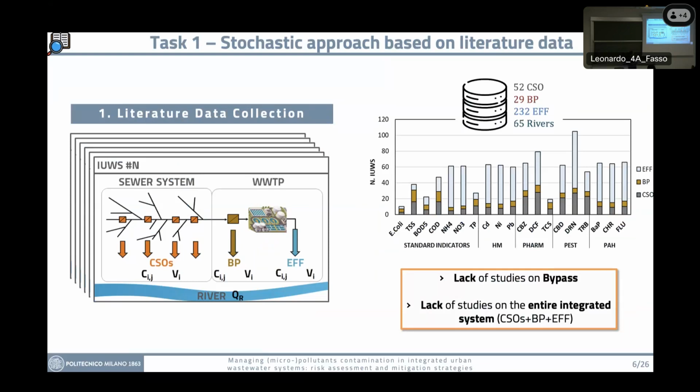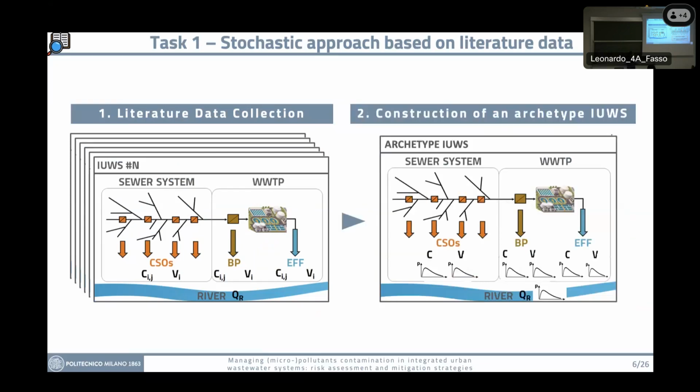So for this reason, we realized an archetype system that was defined with probabilistic distributions for all the parameters that we included in our study for the risk assessment. So the concentrations, the volumes, and the flow rate of the river were all described by probabilistic distributions in order to have, in the end, an idea of the risk of the whole system, not only of a single discharge.